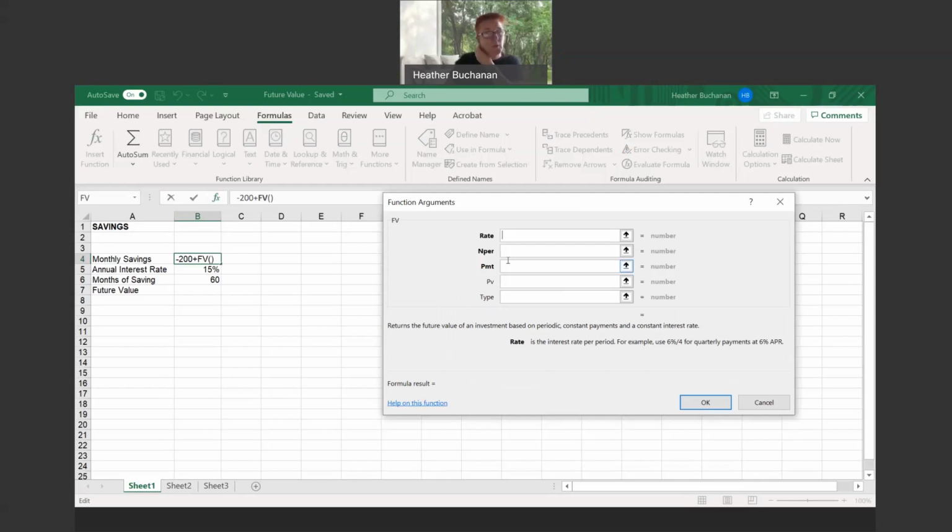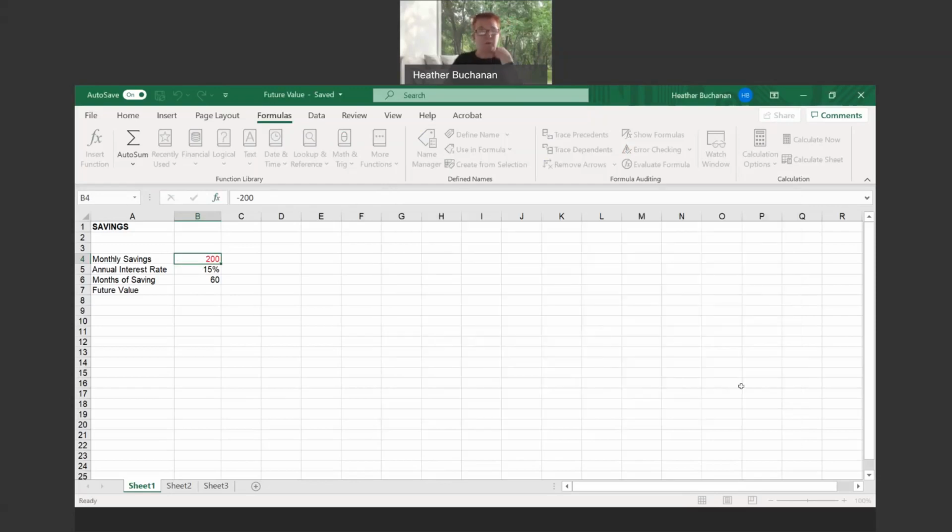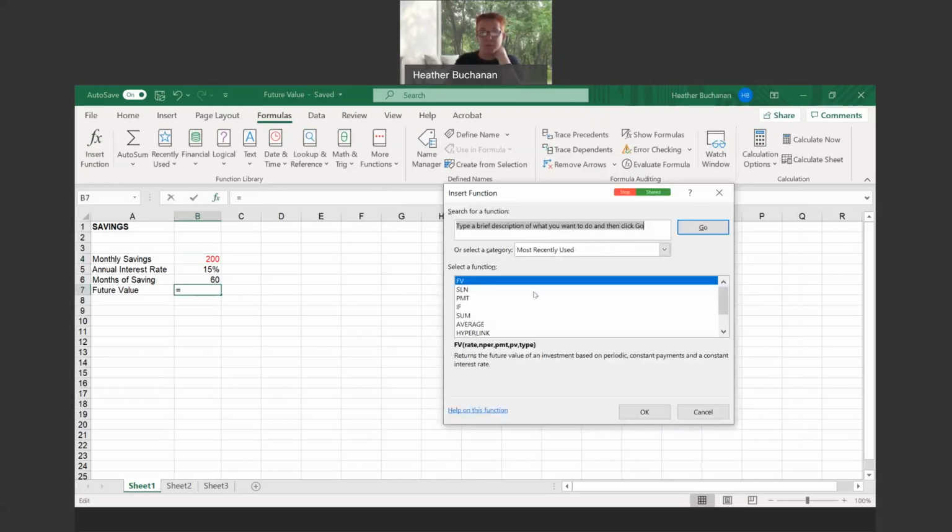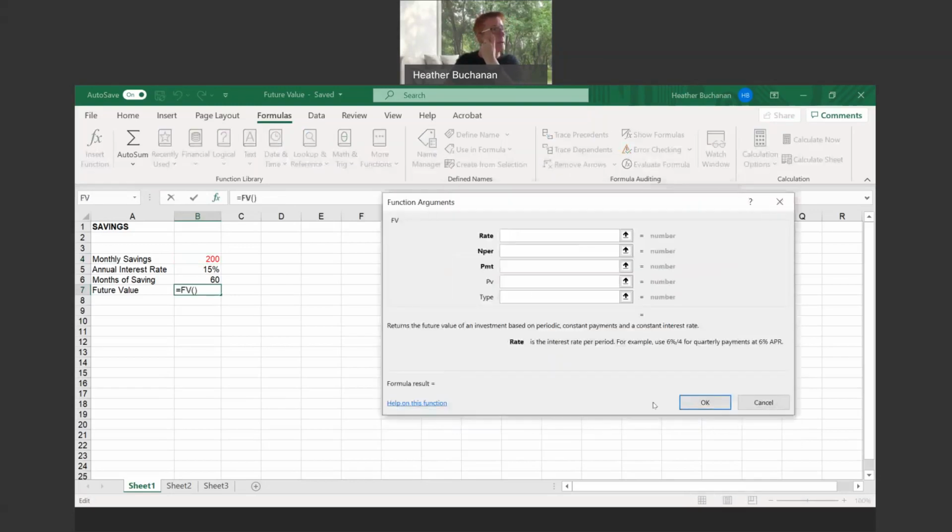So the rate is going to be the interest rate, and I'm clicked into the wrong cell, I beg your pardon. I want to be in future value, in B7. Let's try that again. I pick up my FV from my most recently used this time, I didn't have to search for it. So the rate of interest is B5. Remember, divided by 12, because there are 12 months of the year.